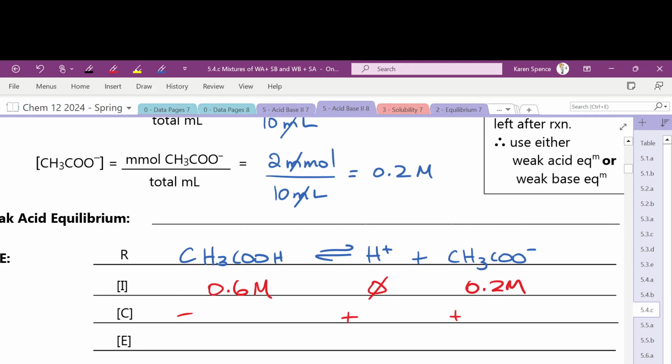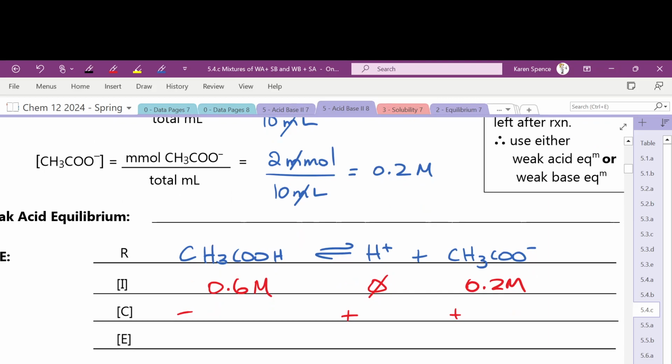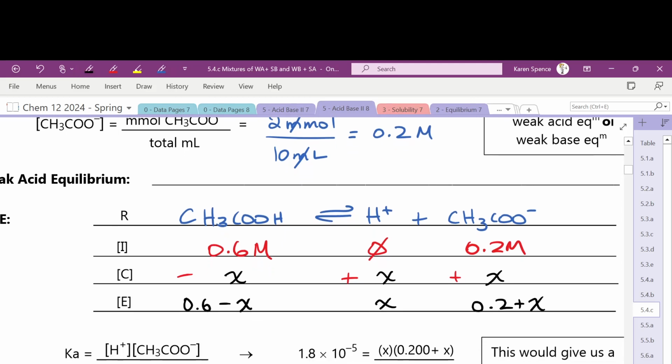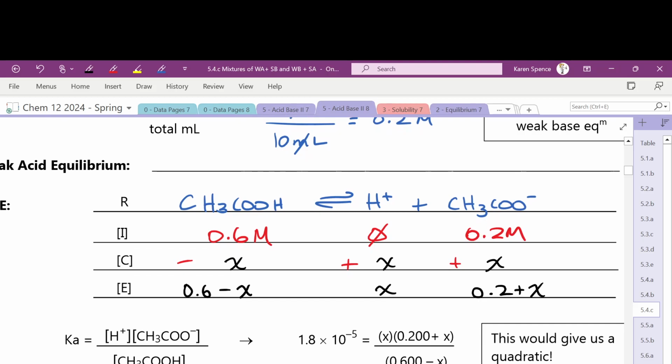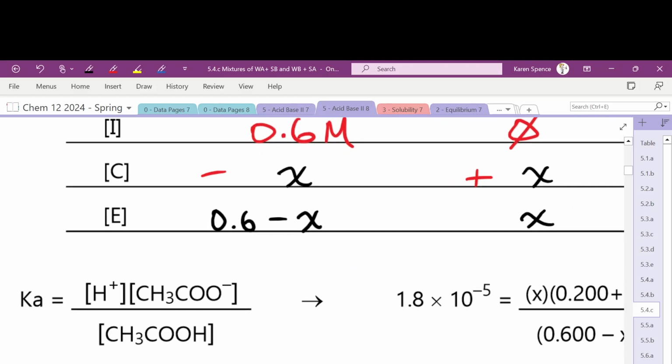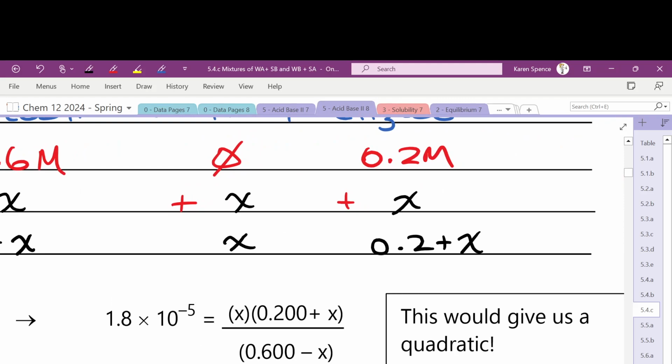So that's going to be minus and then plus plus. And what value should we stick in there? X, because we don't know what it is, right? X, X, X. So we have 0.6 minus X. We have X, and we have 0.2 plus X. It's not that much different from our other rice tables, is it? Okay, so now we write ourselves a Ka, plug in our numbers.